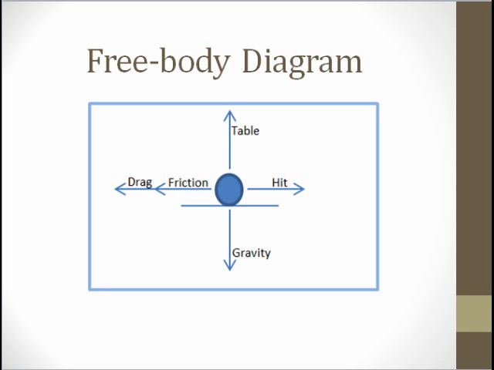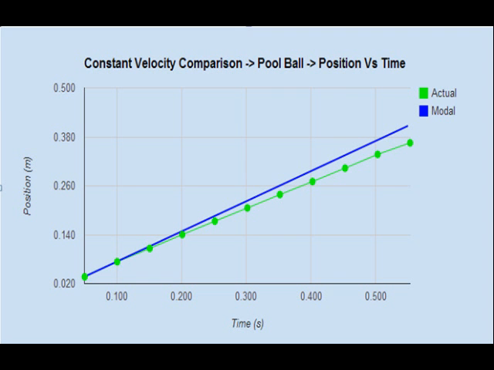We have gravity pushing down and the table pushing up, which cancel out. We have our obvious hit to the right, and then in the opposite direction we have drag and friction. Now the drag is air resistance, which I don't think plays a major part in slowing it down, but a pool table is made to produce a lot of friction. So the friction of the pool table against the ball caused it to slow down, which is why we see this difference in our graph.